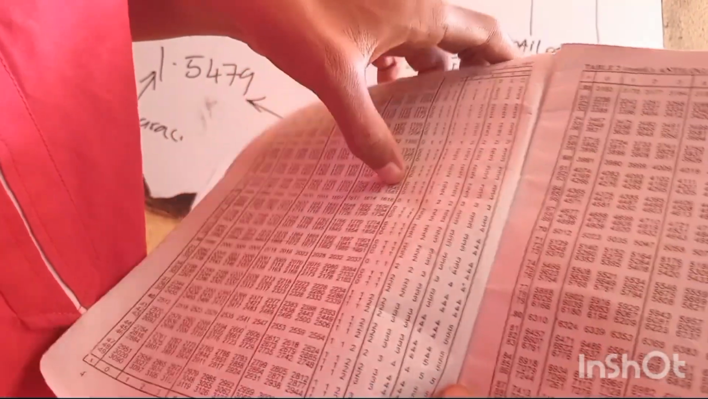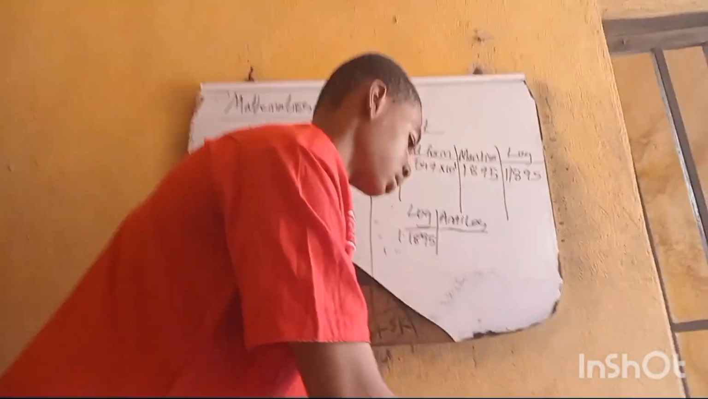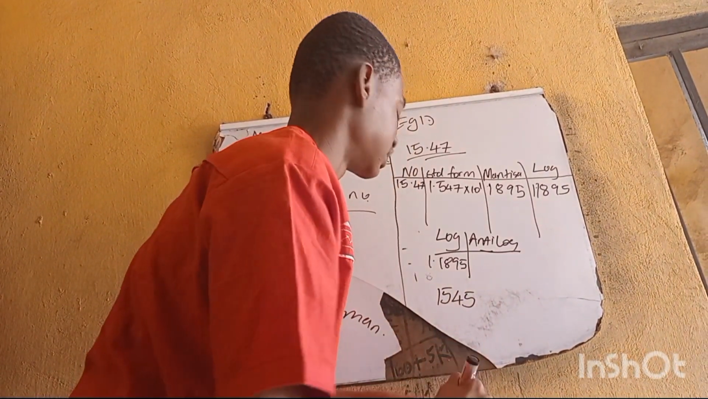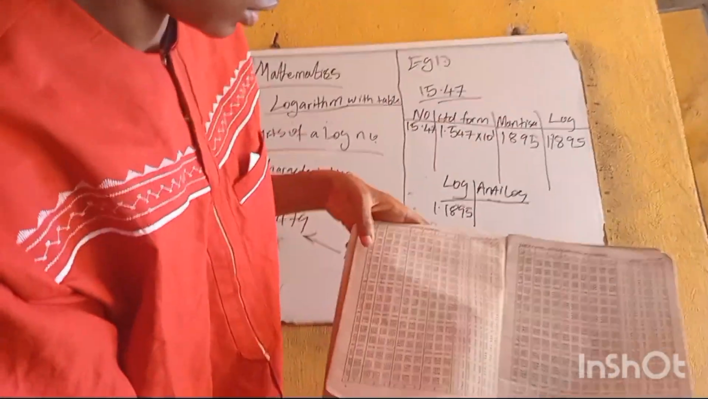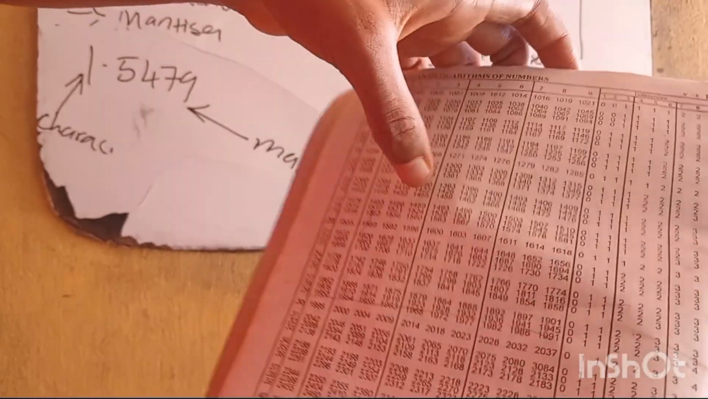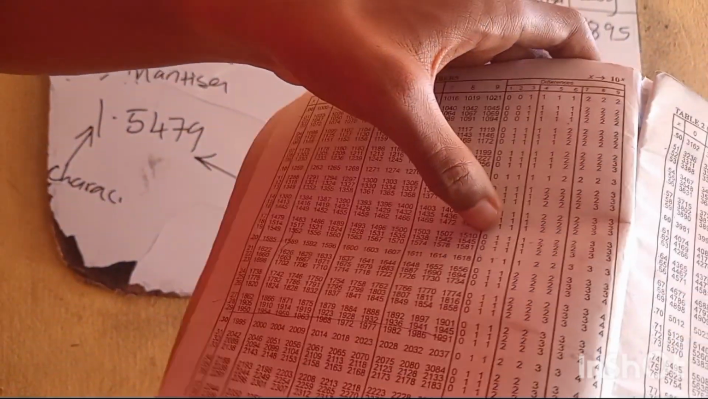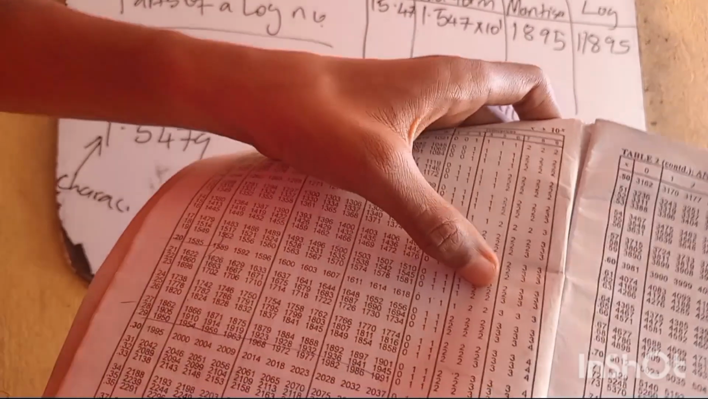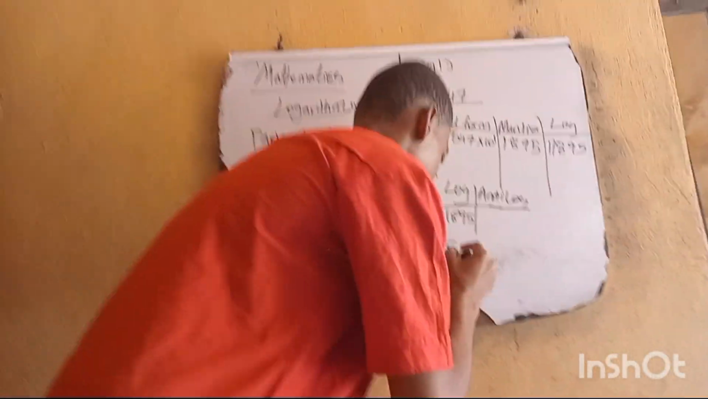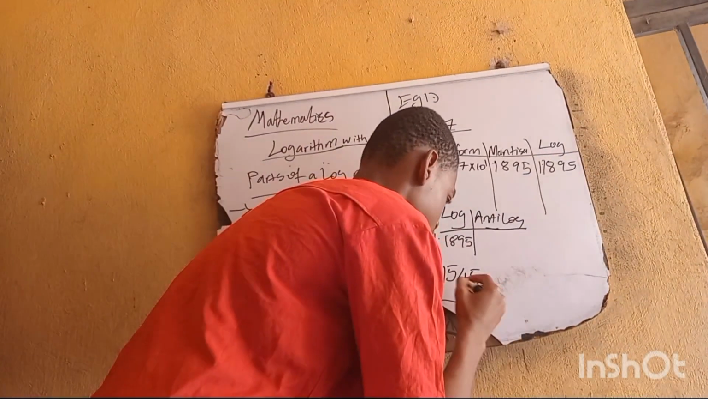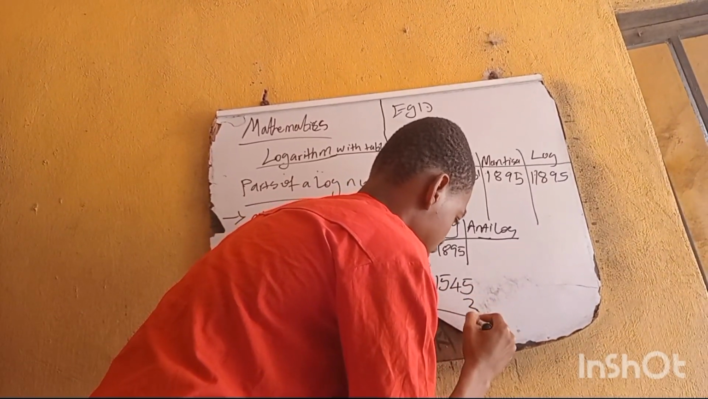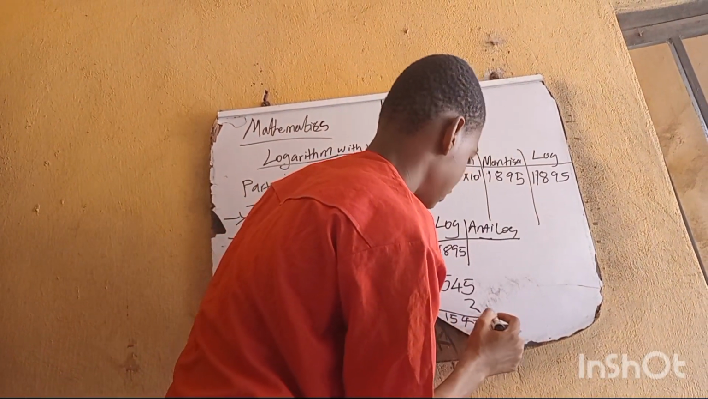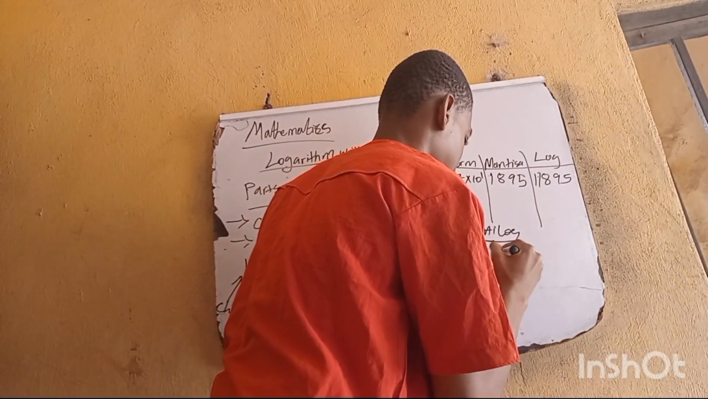1545. Now, 1545 difference 5. Here is 18. Difference 5. Here is 0, 1, 2, 3, 4, 5. Plus 2. Here is 5. Sorry, here is 7. Here is 4, 1, 5. 1, 5, 4, 7.